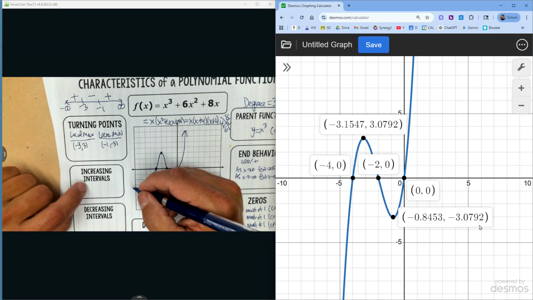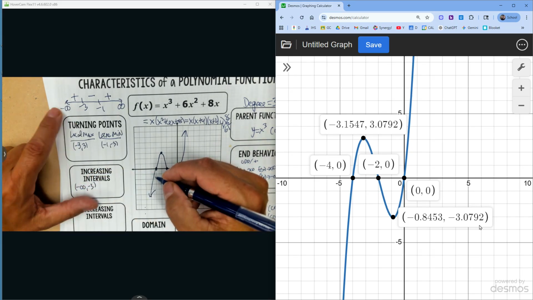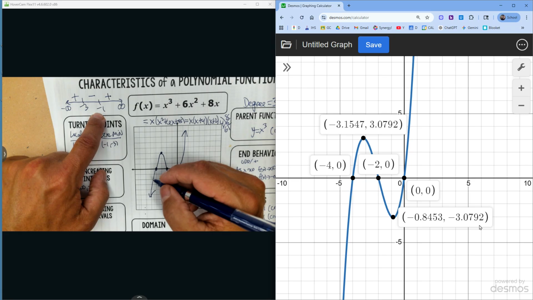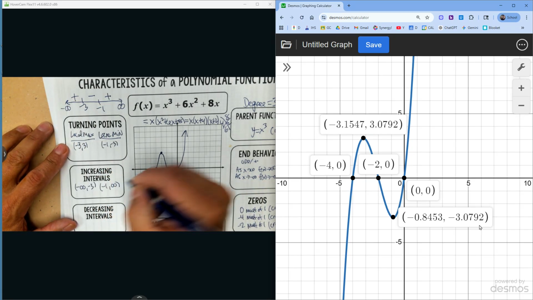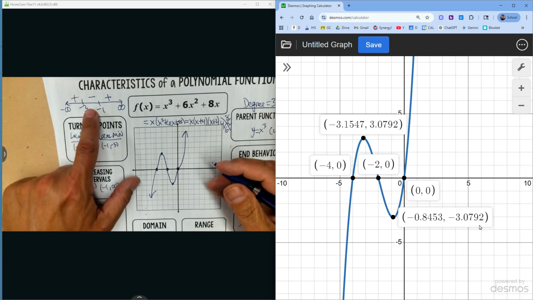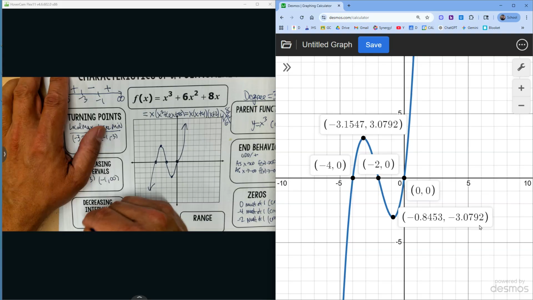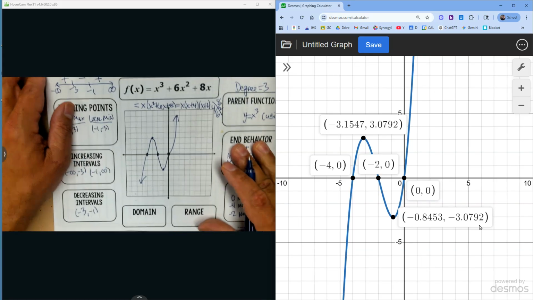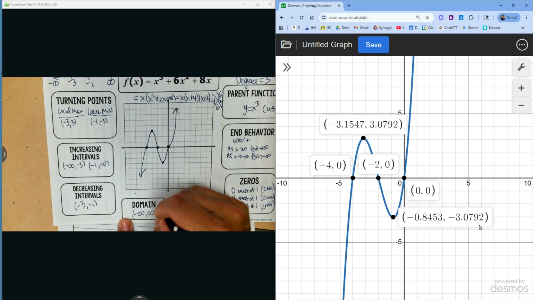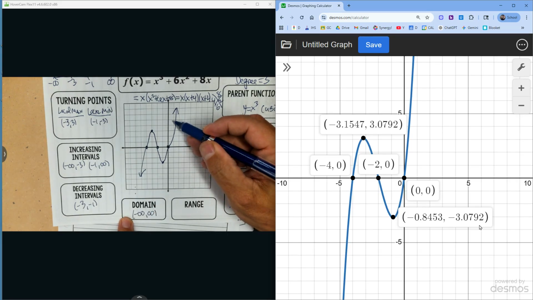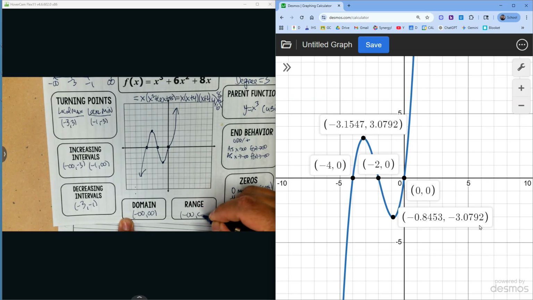So the plus signs are increasing. That goes from negative infinity to negative 3 and from negative 1 to infinity. Those are my plus signs. Decreasing are my minus signs. So it decreases from negative 3 to negative 1. The domain, there's no restrictions. And this graph goes up forever and it goes down forever, all y values.